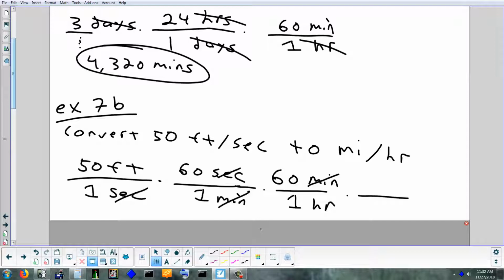feet to miles. So what's the conversion? Well, even if we don't know the conversion, where does feet have to go, top or bottom? Yeah, it goes in the bottom. And in 1 mile, there's a certain amount of feet. Does anyone know what the conversion is?